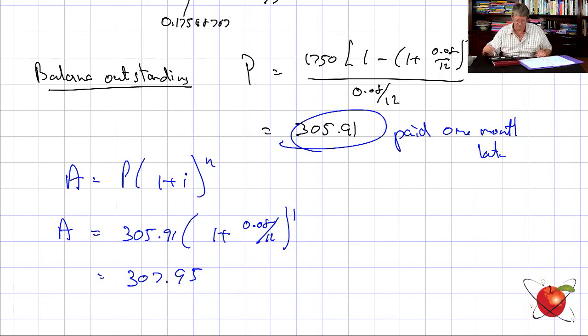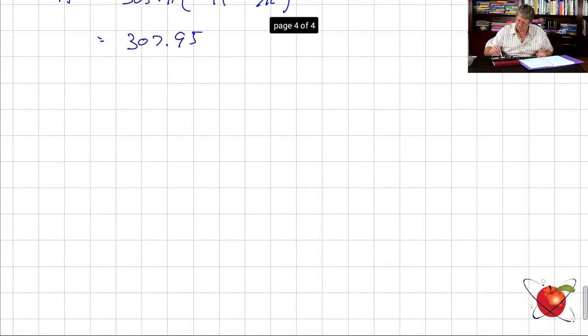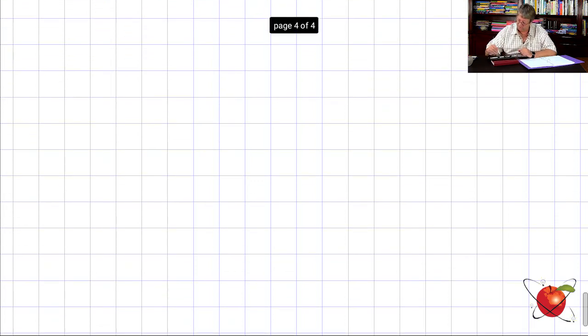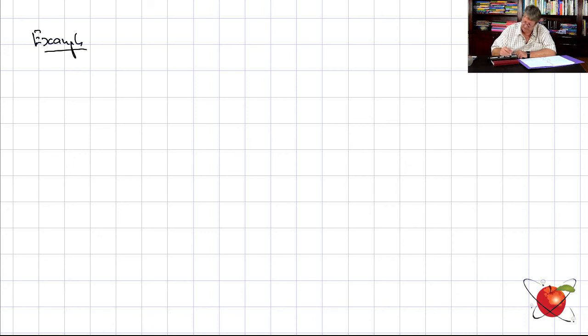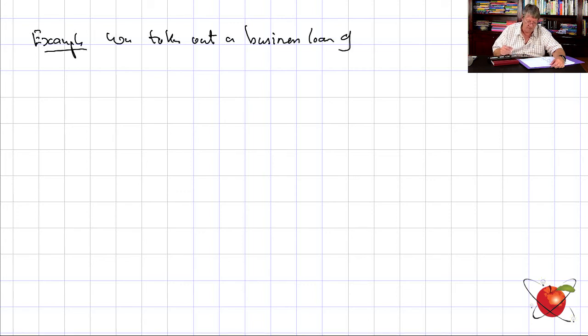Now, the last one is this one. Okay. Let's say we take out a business loan of 700,000. Right? It's an example again. We take out a business loan of 700,000. And we make monthly repayments.